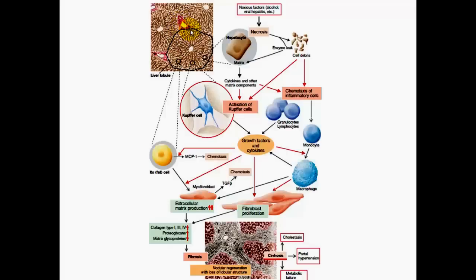Only this area is having some fibrous tissue. This area is completely devoid of fibrous tissue. You have these hepatocytes which have been zoomed out over here.